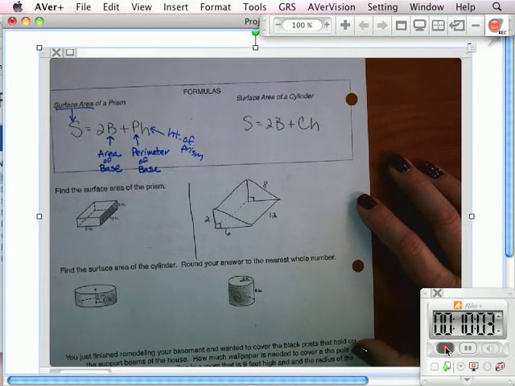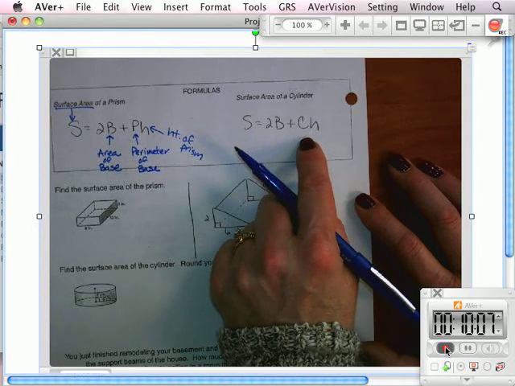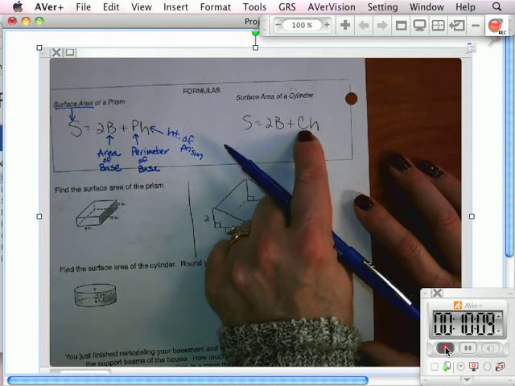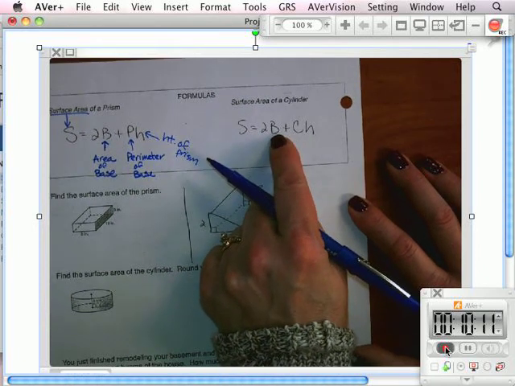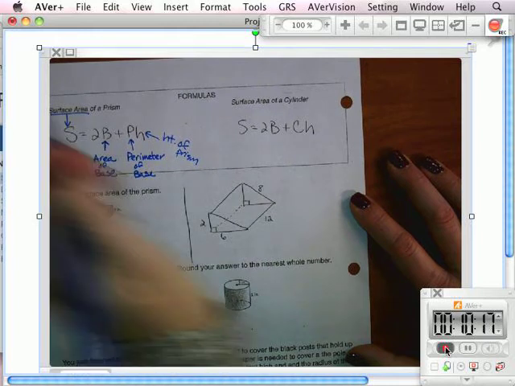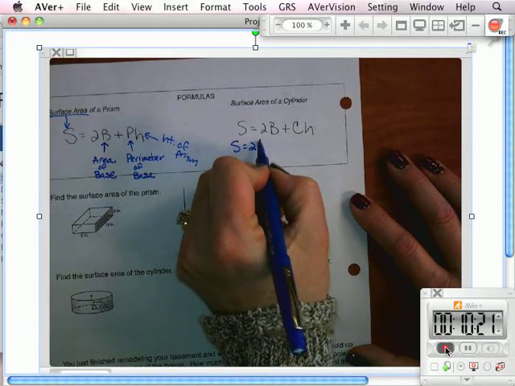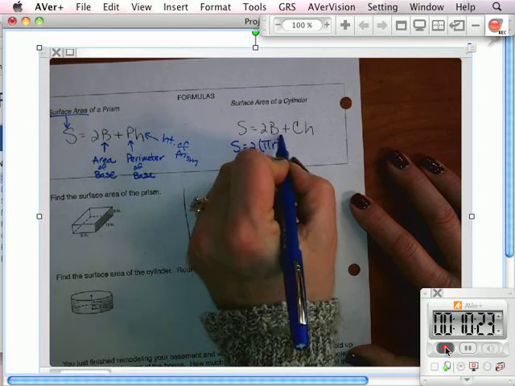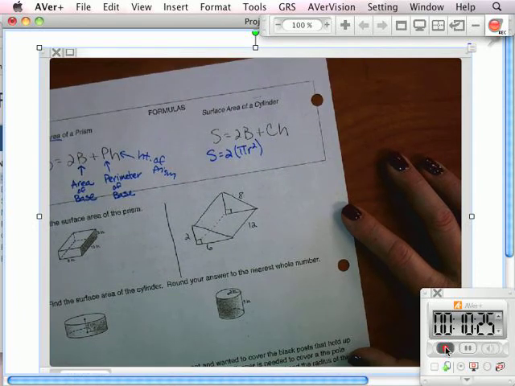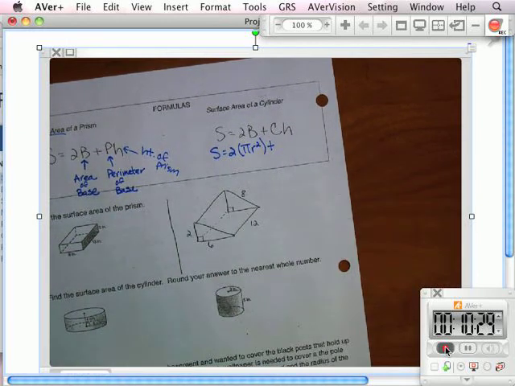Now, surface area of a cylinder, it can be written like this, but I prefer writing out exactly what B stands for and C stands for. B stands for the area of the what? Base. And in a cylinder, it's a circle, isn't it? So I'm going to write it like this. 2 times pi r squared. That's what the area of the base of a circle is. Plus, what do you think the C stands for?